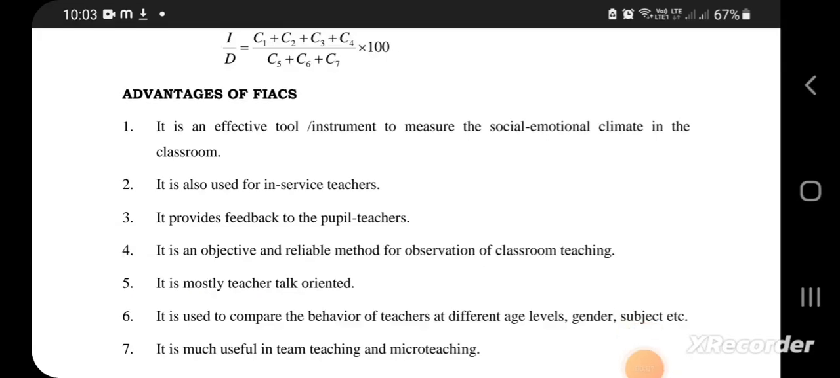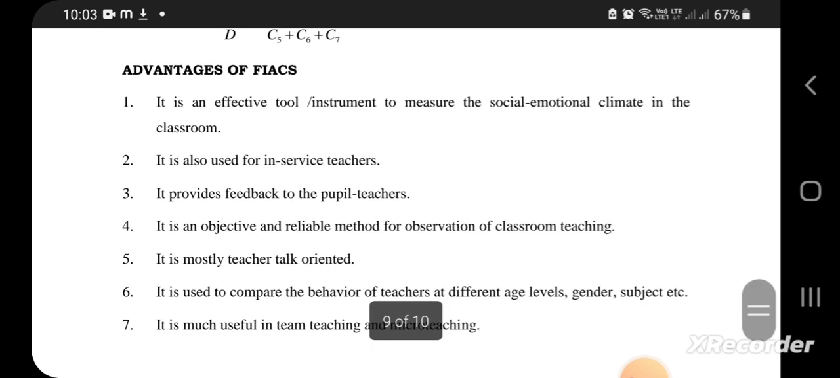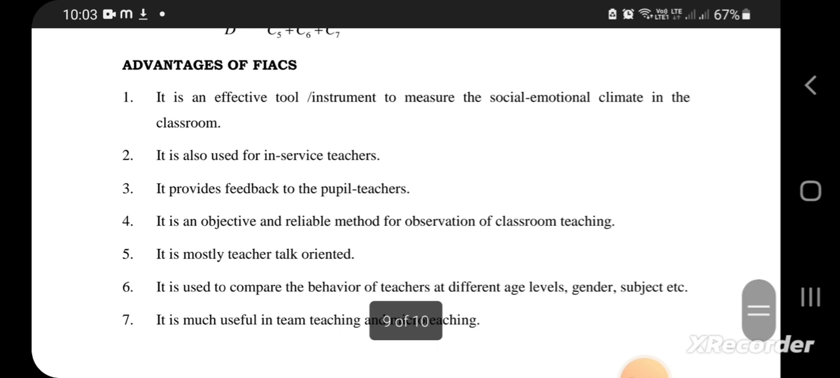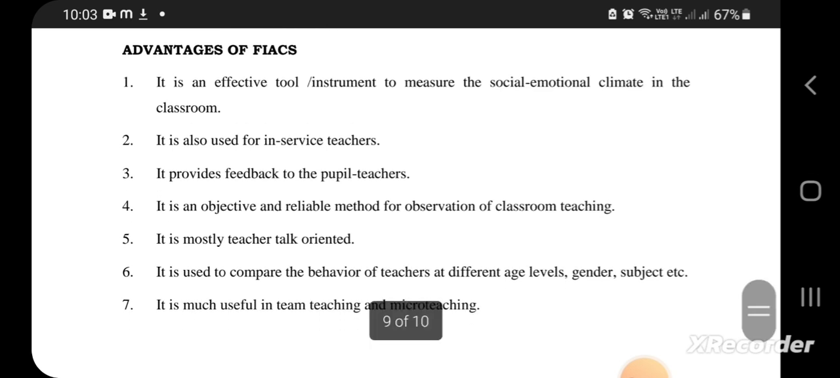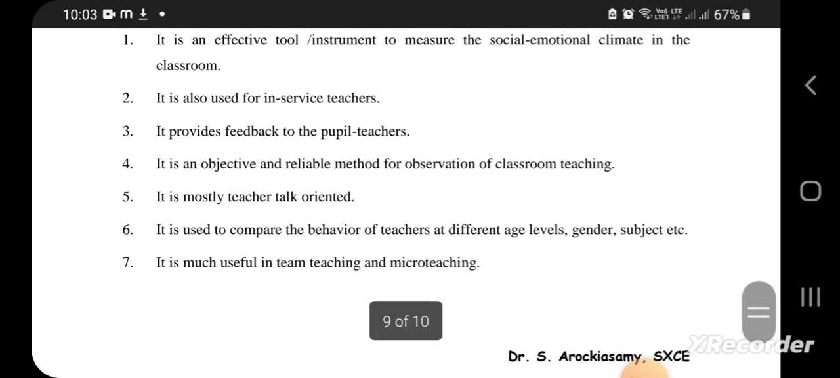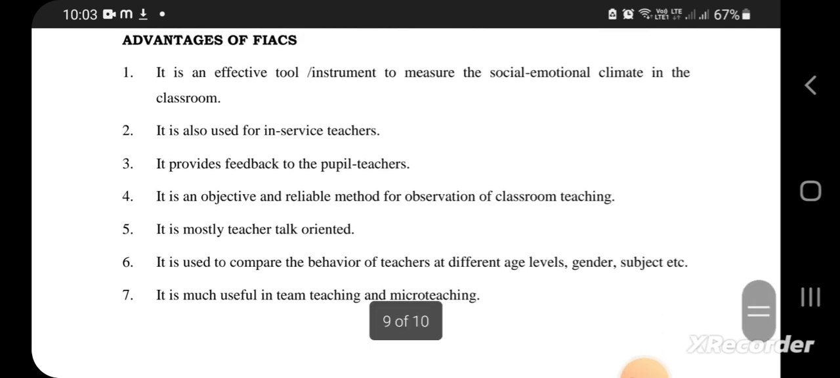Advantages of Flanders interaction analysis. Number 1, it is an effective tool or instrument to measure the socio-emotional climate in the classroom. It provides valuable insight into the social and emotional atmosphere of the classroom, helping educators understand and improve the learning environment. It is also used for in-service teachers. It is beneficial for ongoing professional development, allowing current teachers to reflect on and enhance their classroom practices.